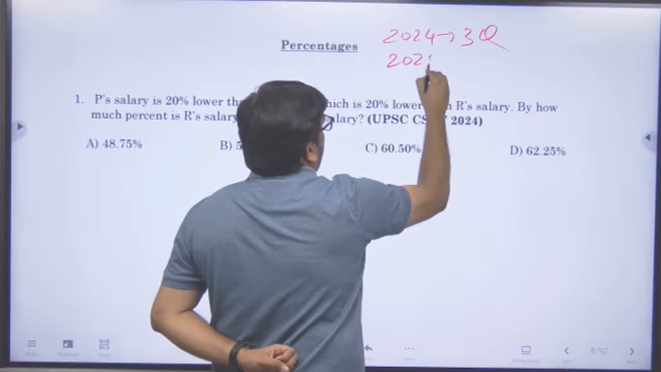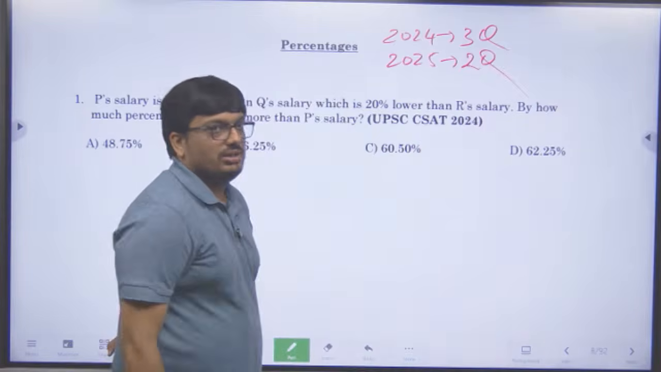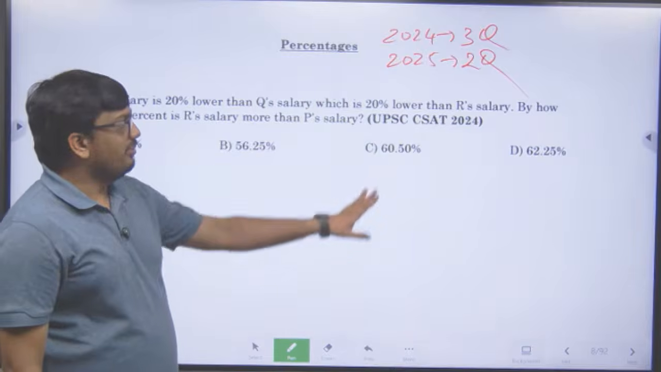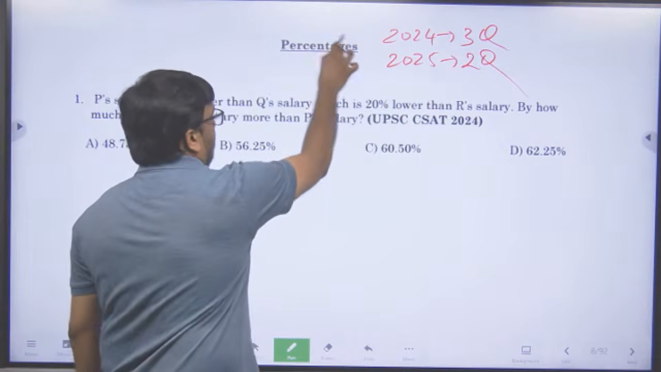In 2025 they have asked 2 questions. In 2023, 2 questions. Minimum they will ask 2 questions. So be careful about percentages.